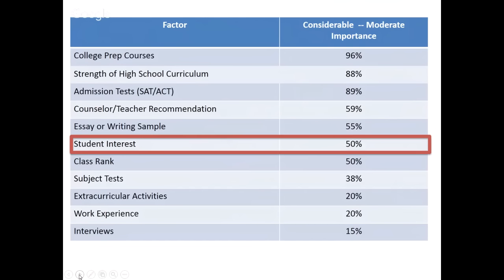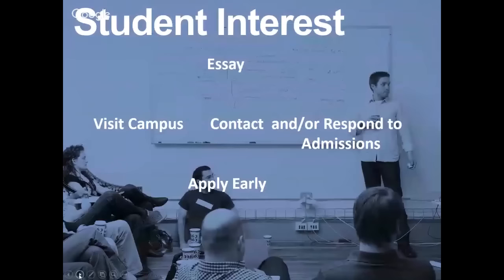Okay, student interest. What is student interest? About 50% of the schools said this was considerably or moderately important. Student interest means the student is actually interested in the university. We know that you apply to 12, maybe even 15 universities, but we want to know how interested you are in our university. We can see that in your essay. You can talk about why you're interested in this school, what makes this school attractive to you.